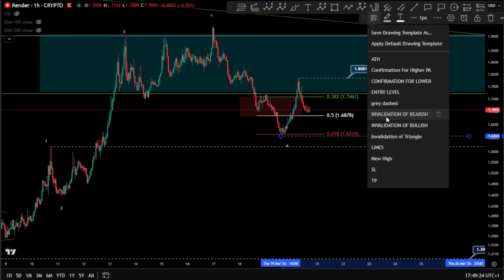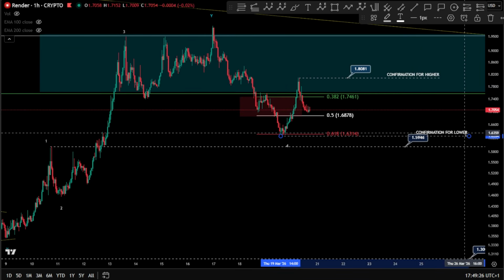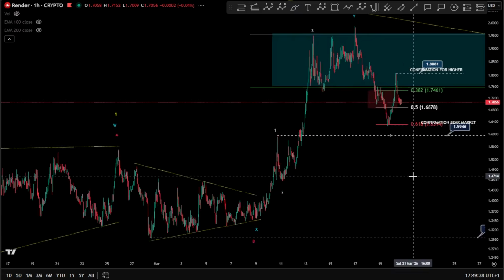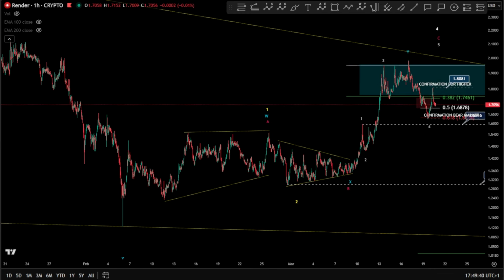taken. So confirmation for lower, and that means confirmation, I would say, for a bear market. Meaning new all-time low, bear market. So that means the invalidation of the impulse. We shift the trend downward. That was it for Render.